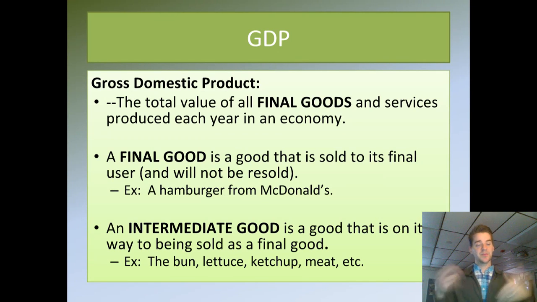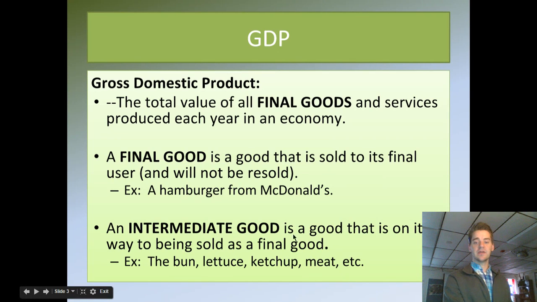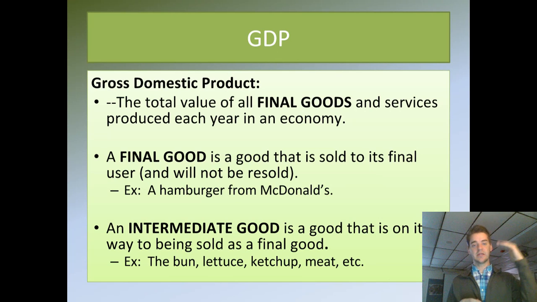The opposite of a final good is what we call an intermediate good. An intermediate good is like the parts of a product. So for instance, for the hamburger, you need different ingredients. You need a bun and the meat and the cheese and the ketchup, and all those things get put together. But McDonald's had to pay for them to get them to bring them to the restaurant, and then they assemble them and then they sell the hamburger to you. So we only count that product when it's sold to you as a final good.